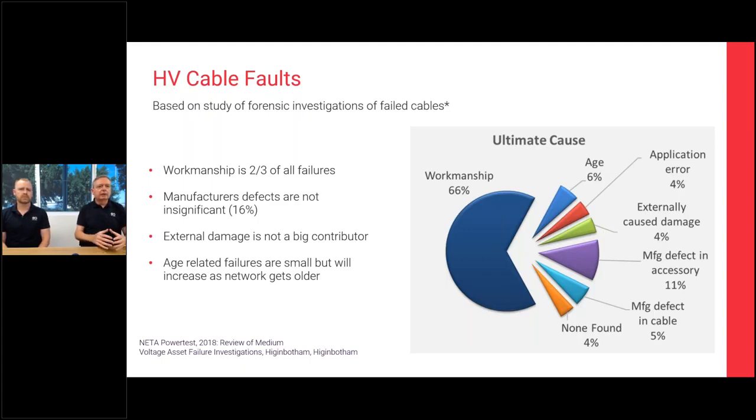But if you look at the statistics here, what you can see is the overwhelming cause of cable failures when we've done forensic investigations is all revolving around workmanship. So error in how things are put together, whether the joints or the terminations. However, the manufacturing defects are not insignificant at 16% in this particular graph. External damage in this particular instance, not a massive contributor. What we have found is that age-related failures are relatively small, but are starting to increase as networks are getting older.